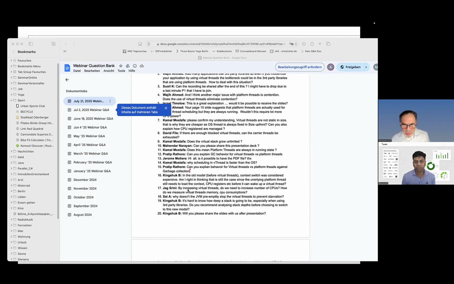By increasing virtual threads, do we need to increase the number of CPUs? How do we measure virtual threads memory and CPU consumption? I would go from the back. If you are able to increase your CPUs, great, do that. Then you can use more CPU power. But virtual threads are great in a situation where you cannot increase your CPUs, but you want more scalability with the few CPUs that you have at hand.